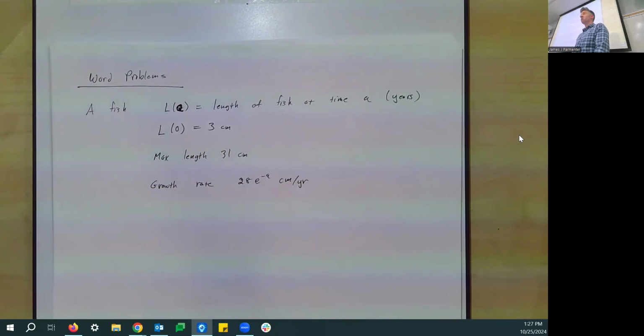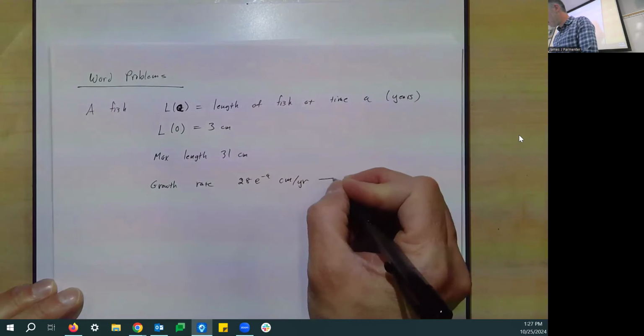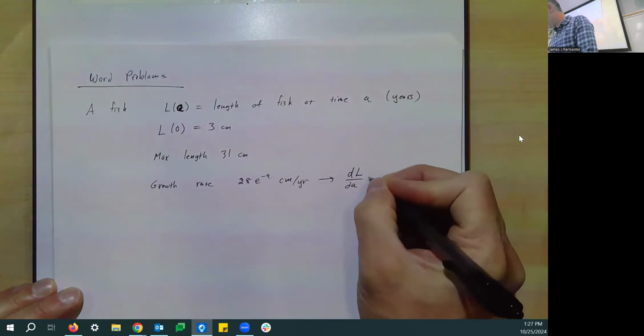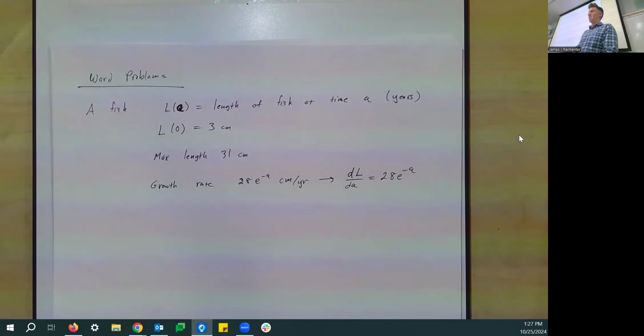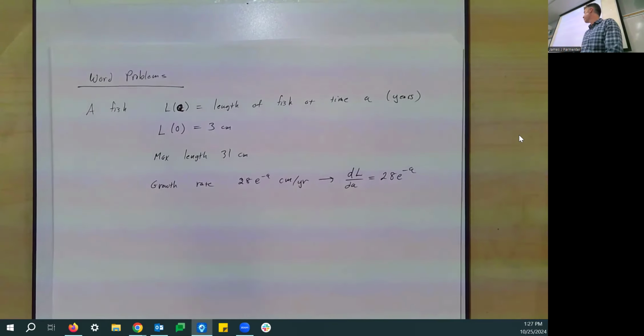That's not the function, right? That's not the length at time A, that's the growth rate at time A. And when we talk about a growth rate or a rate of change, we're talking about a derivative. So they're telling us not what the function is, but what the derivative of the function is. So they're telling us here that the derivative of L with respect to A is equal to 28 e to the negative a. Or if you prefer, you can write L prime of A, but I do think this type of notation is usually better for these problems.